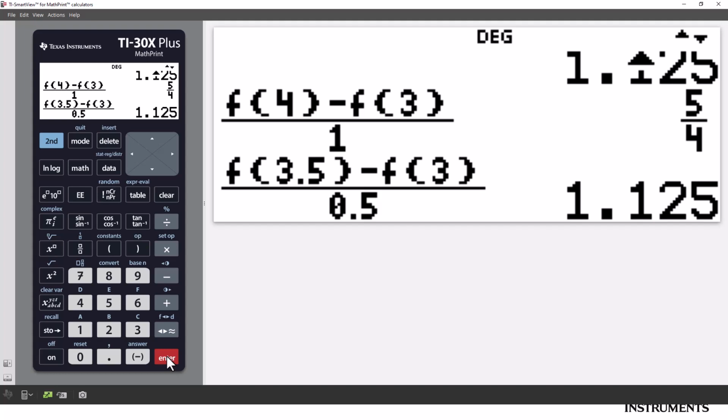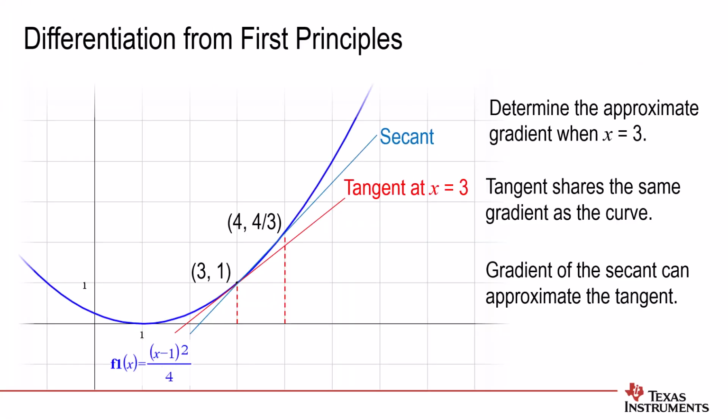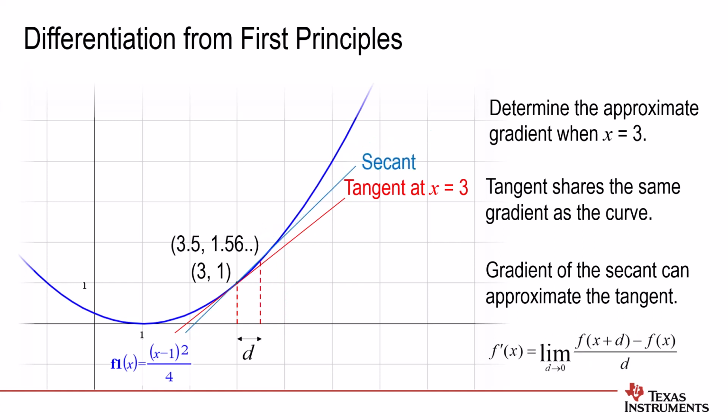But let's go back to the graph and see if there's a better way we could do this. If I look at the distance between the two x coordinates, the horizontal distance, I'll say that's equal to d. So therefore, we can say the approximate gradient is equal to f of x plus d, that's the point on the right in our diagram, minus f of x, all over d, where d is some arbitrary distance. And as d gets smaller and smaller, we get closer and closer to the gradient of the tangent.